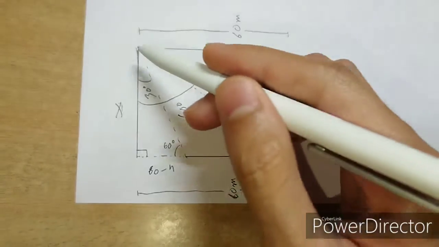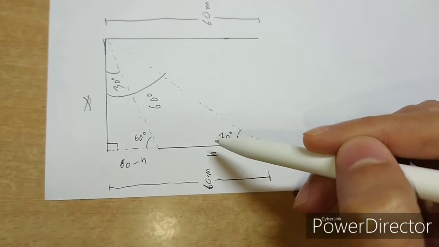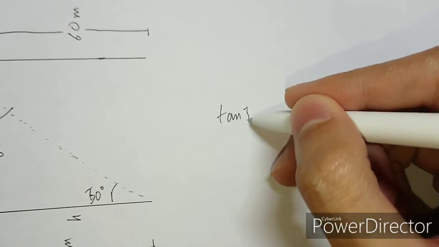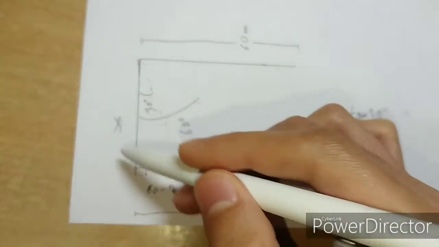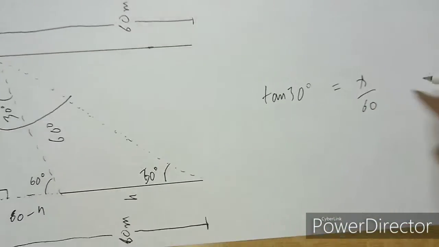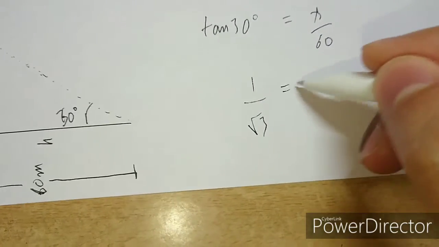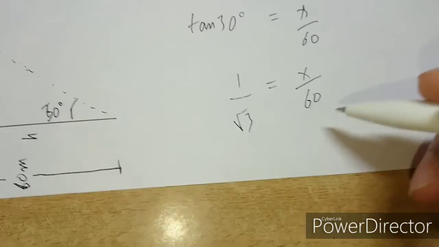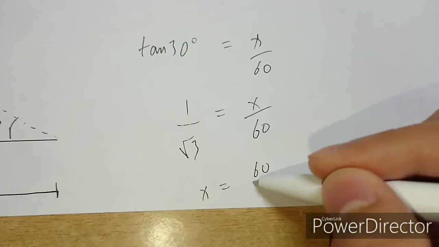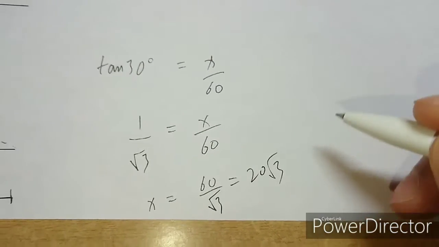If you look at this triangle, we can use the formula of tangent 30. That is, tan of 30 degrees will be x over 60. Then we can solve this as 1 over root 3 equals x over 60, which gives us x as 60 over root 3. We can write it as 20 root 3.